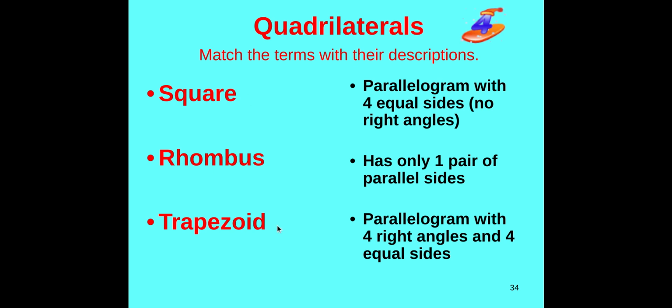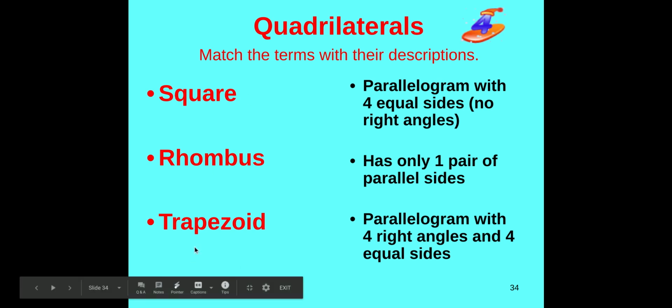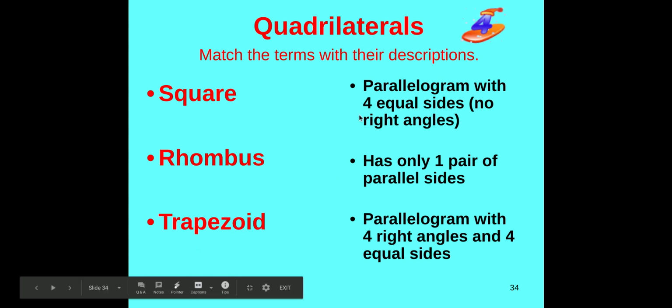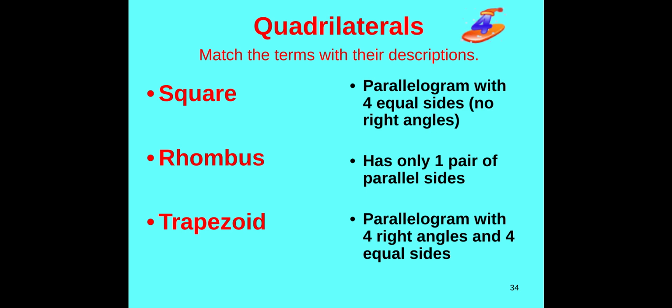So we've got a couple different kinds of quadrilaterals over to the left. We have a square, we have a rhombus, and we have a trapezoid. And we also have three definitions over to the right. A parallelogram, so the top and bottom are parallel and the two sides are parallel, with four equal sides, but no right angles. Another one has only one pair of parallel sides. So either only the top and bottom are parallel, or only the two sides are parallel, but not both sets.